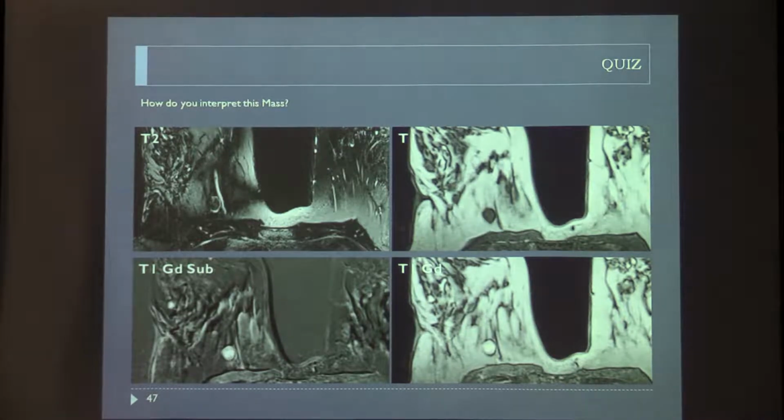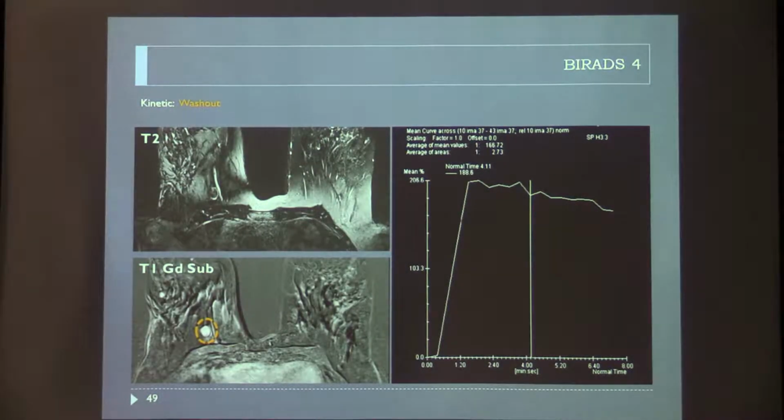What do you think about this one? It looks similar to the previous one. The only difference is there is no bright T2 signal, but it's still oval, circumscribed, homogeneous. We need the internal enhancement, so it looks benign, so we need the curves. So this is the curve, there was washout, so this is BI-RADS 4.